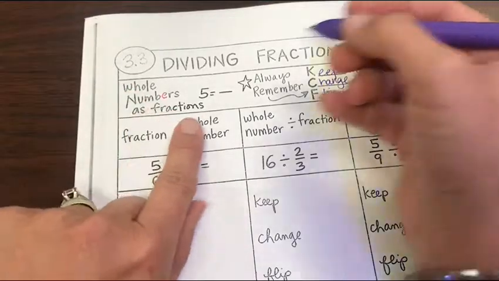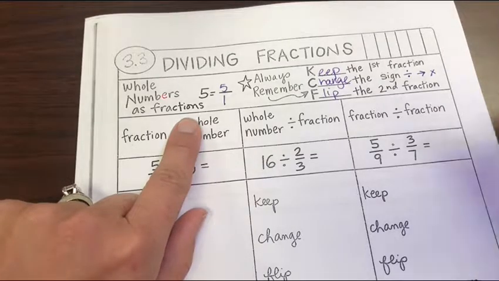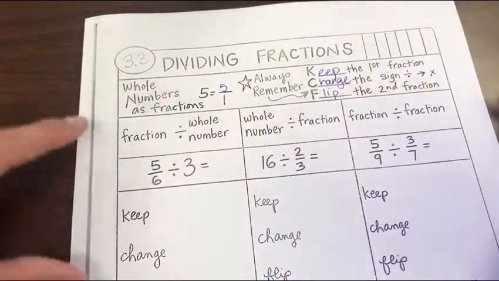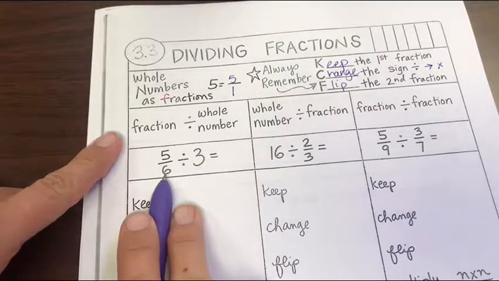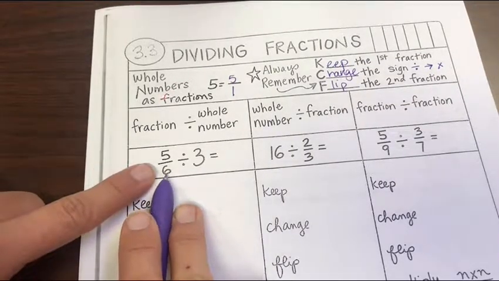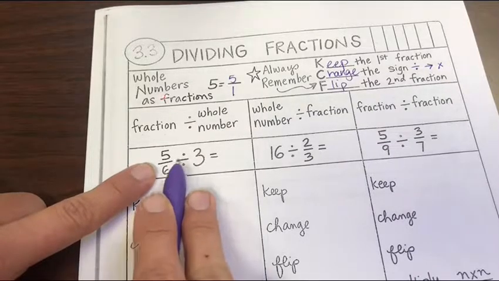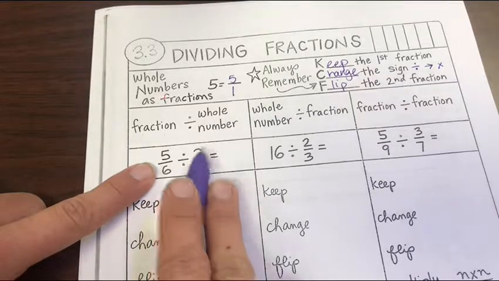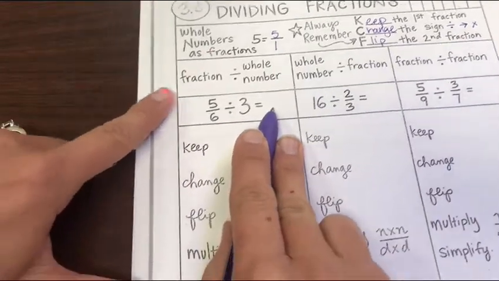So whole numbers as fractions, just a reminder, if you need a whole number written as a fraction, you just put it over 1. It still equals 5. So a fraction divided by a whole number. This could mean that you have a piece of board that is 5/6 foot long, and you're trying to divide it into 3 equal pieces. And this answer would be how much each piece measures.